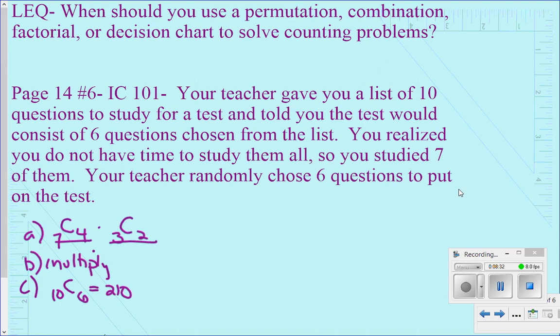So now we're on to part D. And D, E, and F are kind of interesting because they're combining combinations with what we did in the first half of the unit, which is probability.